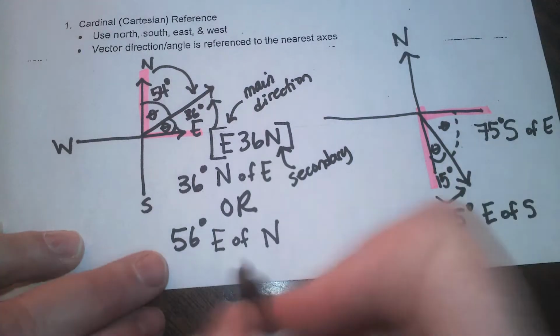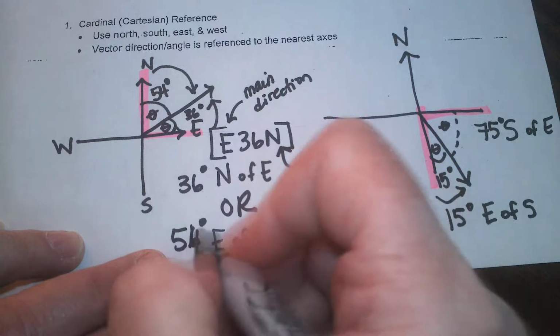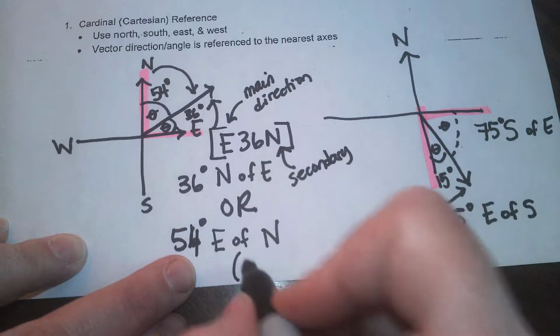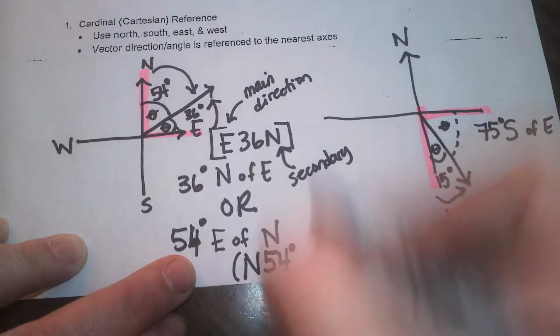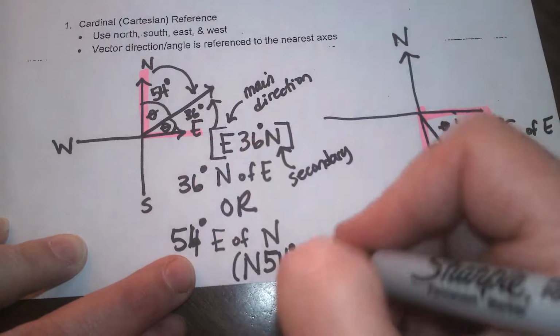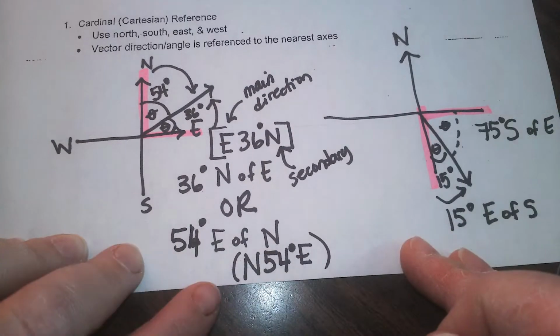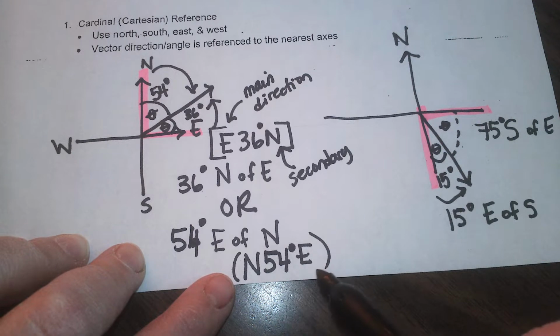This isn't 56, this is 54. Sorry. This would be north 54 degrees. Still have to write the degrees in there. East. Kyle? Meaning that north is my main grid line, and I'm going to go east 54 degrees to get to that resultant vector.